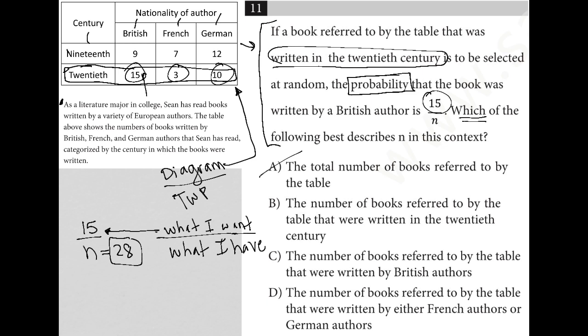Choice B, the number of books referred to by the table that were written in the 20th century. Absolutely yes, right? Choice B is definitely the correct answer. Nothing else can be better than that. But I make a habit to read all my answer choices just in case I'm wrong. Choice C, the number of books referred to by the table that were written by British authors. Absolutely not, right? We're not choosing from books written by British authors. We're choosing from books written in the 20th century. That's what our n value is for the denominator.